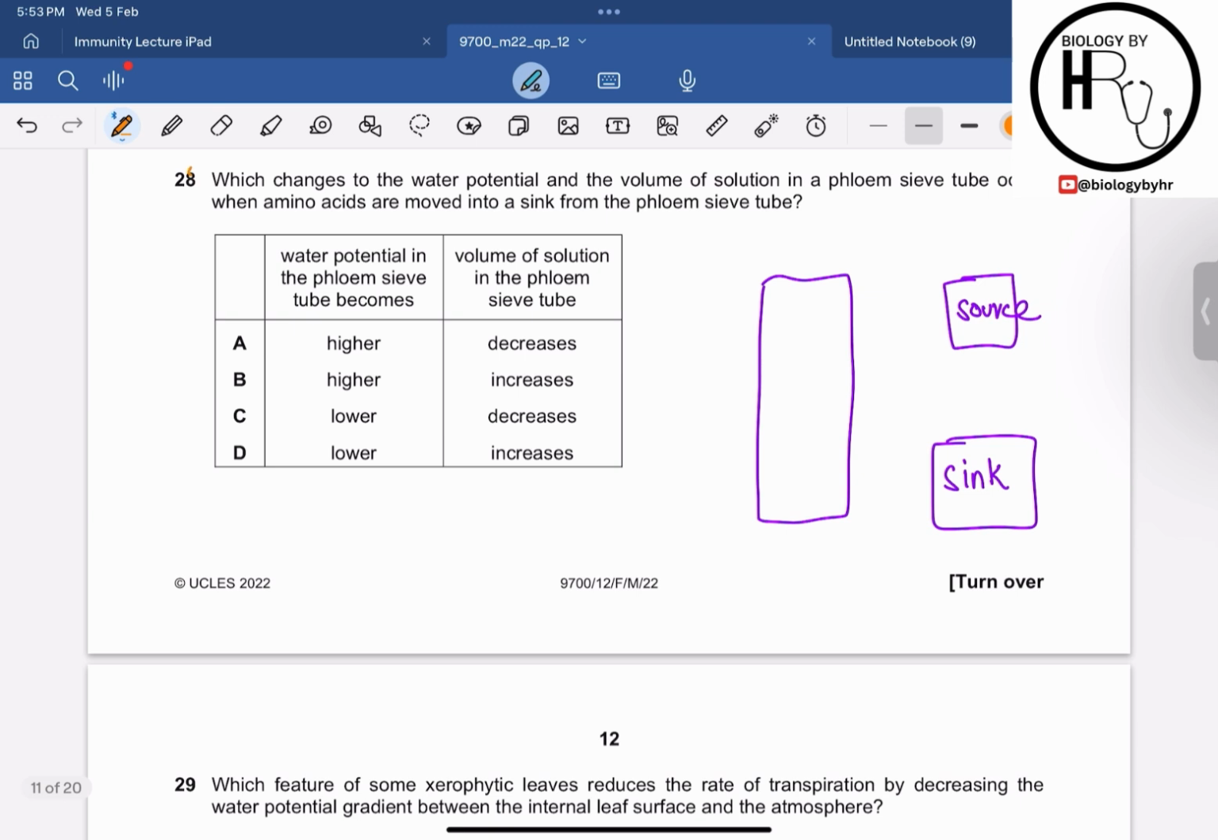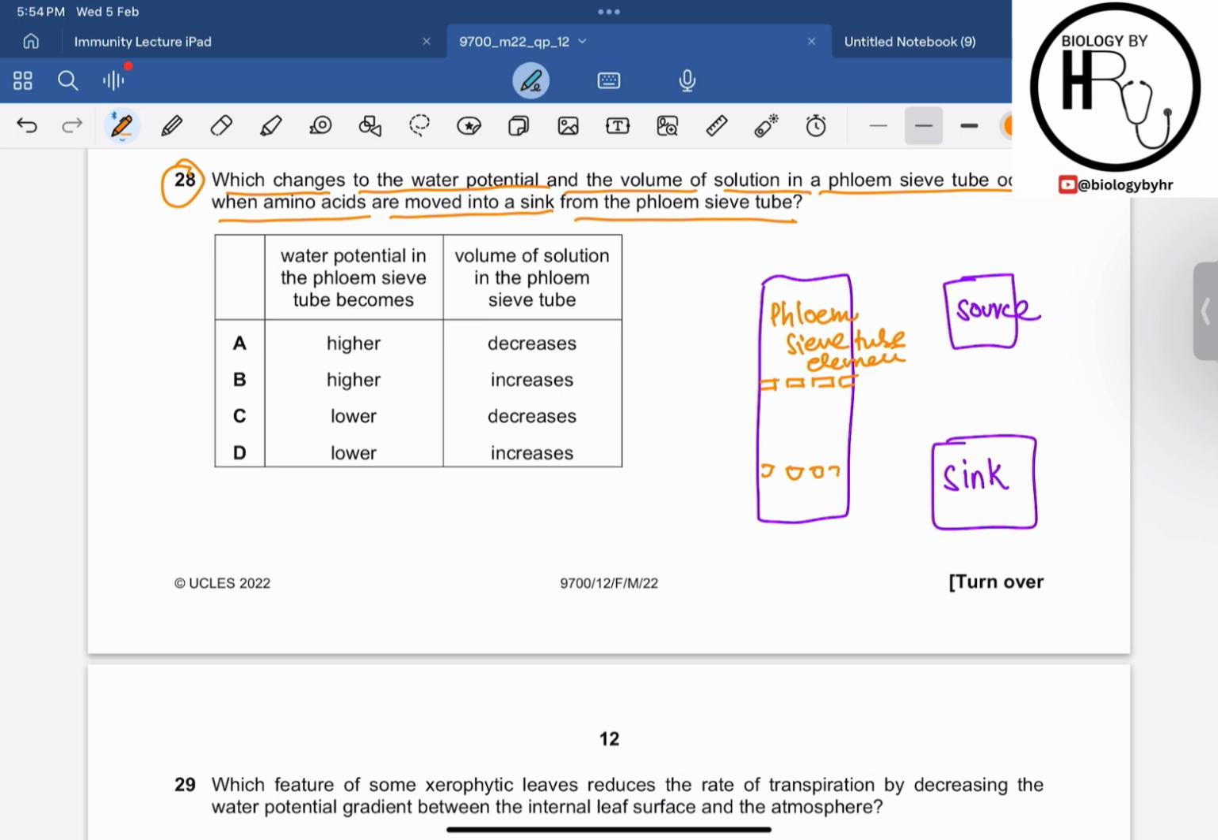Let's now move on to question 28. It says, with changes to the water potential and the volume of a solution in the phloem sieve tube, what occurs when amino acids are moved into the sink from the phloem sieve tube? Over here I have drawn the phloem sieve tube elements. Just suppose that these are the phloem sieve tube elements.